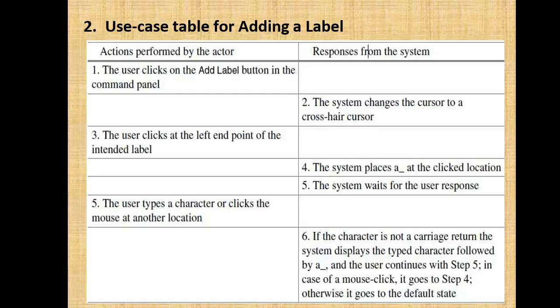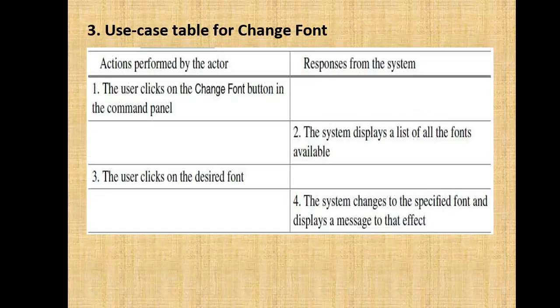The user types a character or clicks the mouse at another location. If the character is not a carriage return, the system displays the typed character, followed by the cursor, and the user continues with step 5. In case of a mouse click, it goes to step 4, otherwise it goes to the default state.